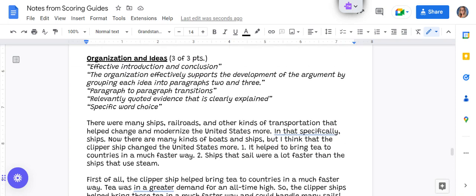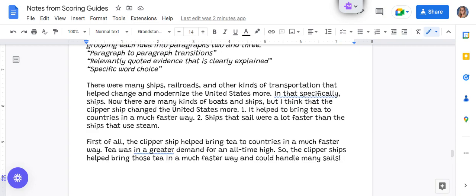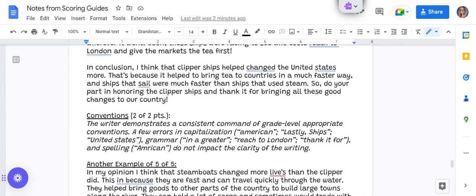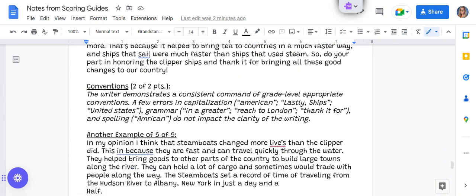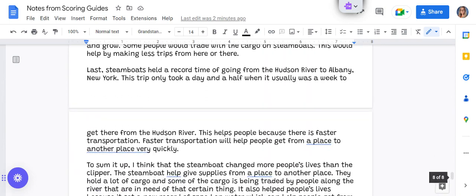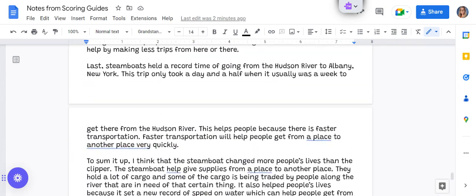These are some of the comments that the score rationale put. They said effective introduction and conclusion. The organization effectively supports the development of the argument by grouping each idea into paragraphs 2 and 3, paragraph to paragraph transitions, relevantly quoted evidence that is clearly explained, specific word choice. So these are the things that our students should be doing. And that one's another 5 out of 5 too.